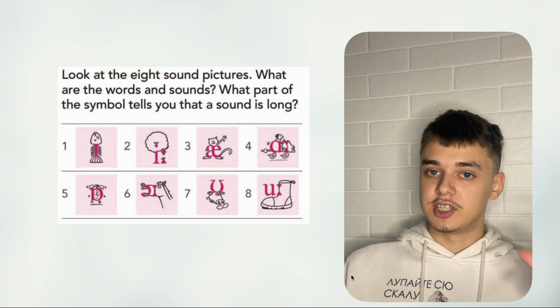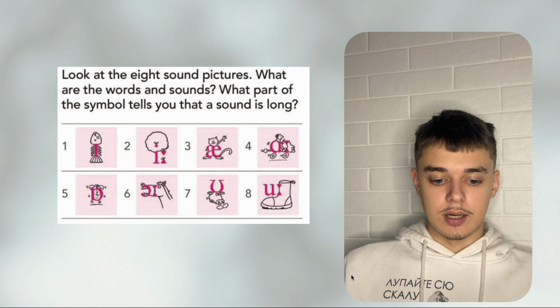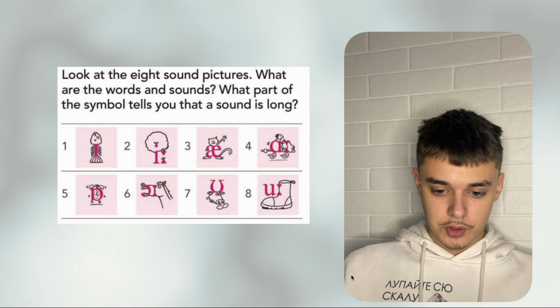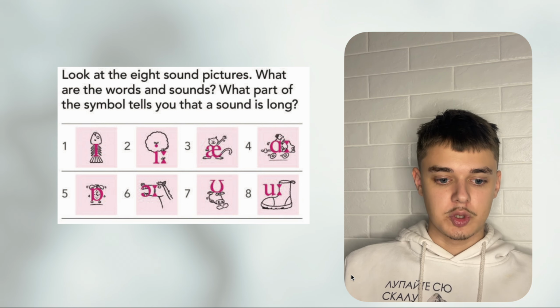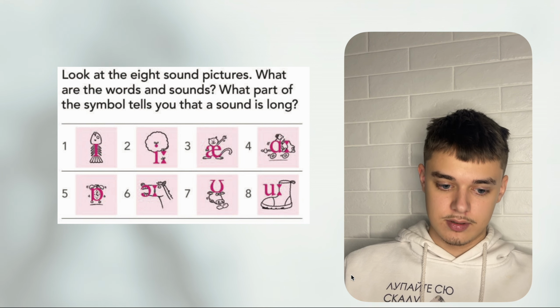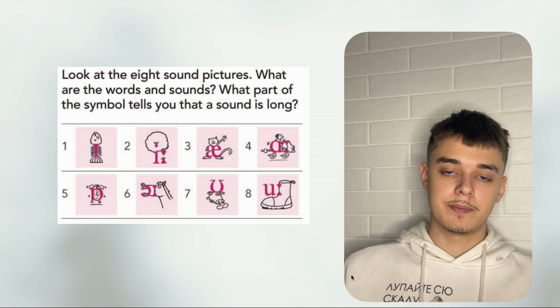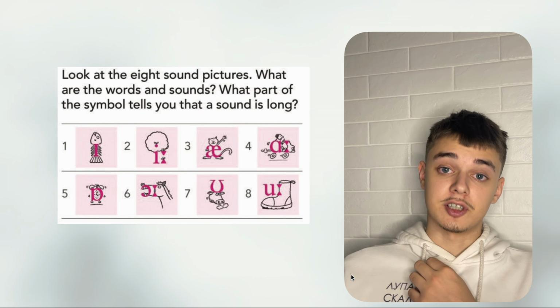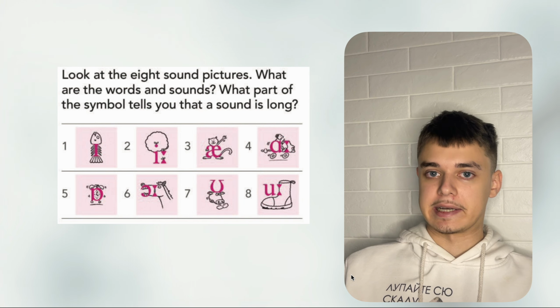So it's the double dot, right? The double dot that we have. Like in number 2, number 4, number 6, and number 8. So what are the words and sounds in these pictures? Take a look at the picture and pronounce the word. Take a little pause, and after you finish, play the video and check.